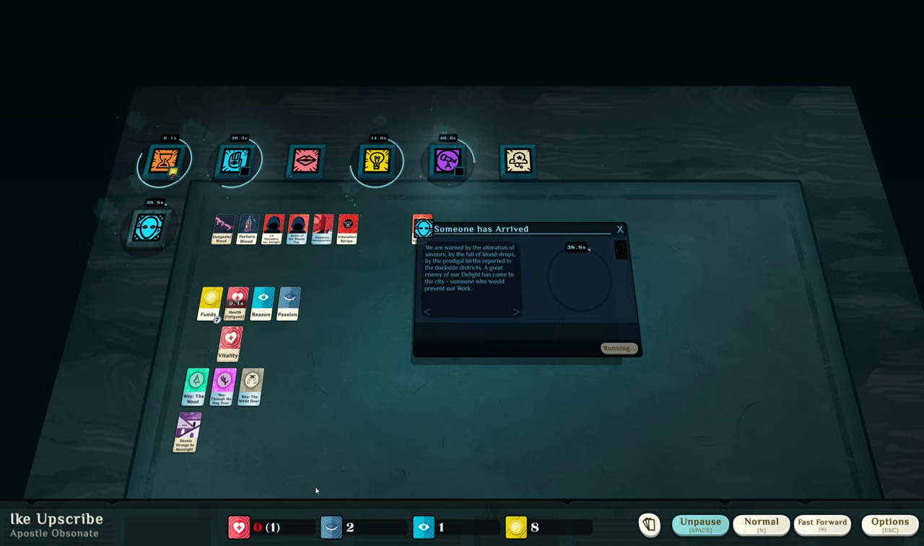We are warned by the alteration of savors, by the fall of blood drops, by the prodigal births reported in the dockside districts. A great enemy of our delight has come to the city, someone who would want to prevent our work.